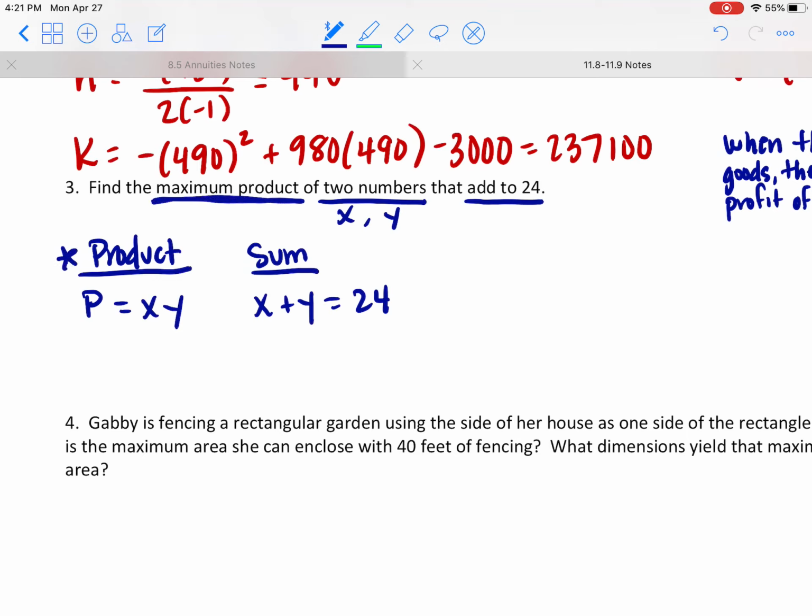Now neither one of them is quadratic, but we're going to have to use one to make the other quadratic. Now, how do we know what we want to make quadratic? We are trying to maximize the product here, which means our product equation is the one that needs to be a quadratic. So instead of an x times a y, what we need is an x times an x, or an x squared, or a y times a y to make a y squared. So got to get rid of one of those variables, and that's where the other equation comes in.